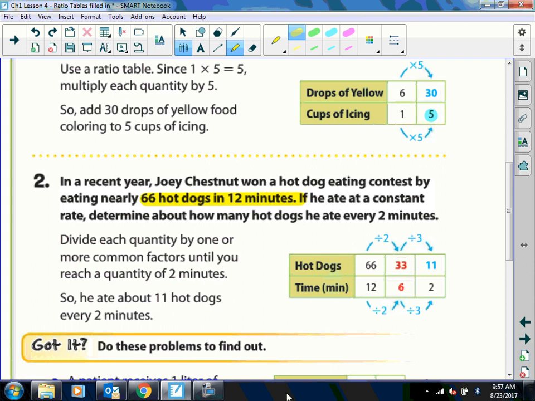And you see how the table is organized? Looks just like your fractions, right? So here we've got 66 to 12, and then we want to know how many in 2 minutes. So here we're just simplifying. So we can simplify the 66, we can divide by 2 in the numerator and denominator. We end up with 33 to 6. Okay? Then you can simplify 33 to 6 by dividing by 3 again, and we end up with 11 to 2.